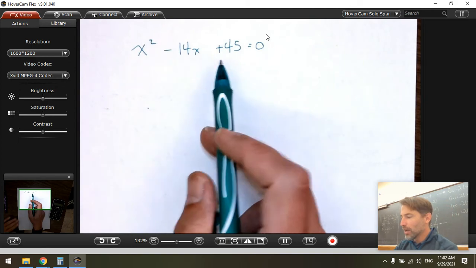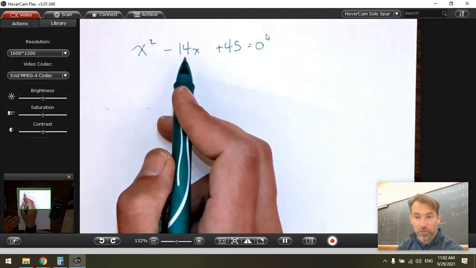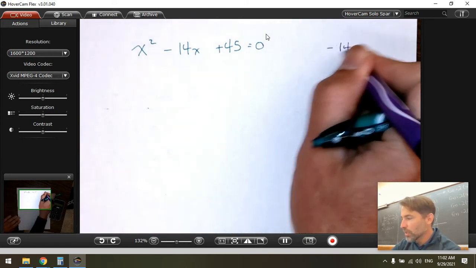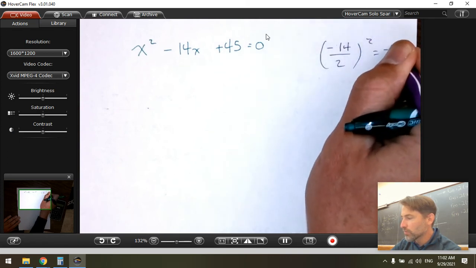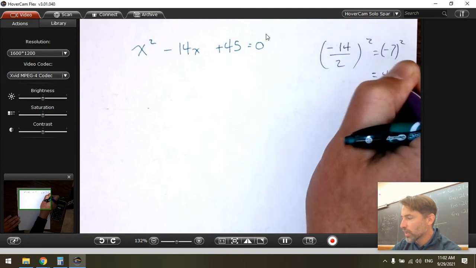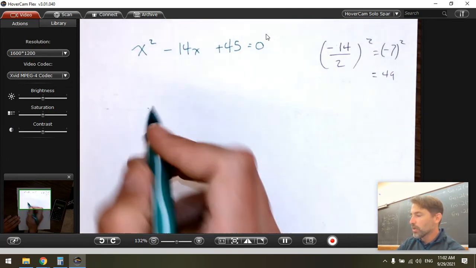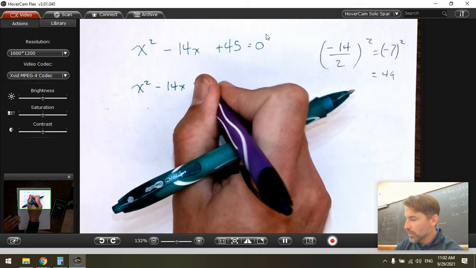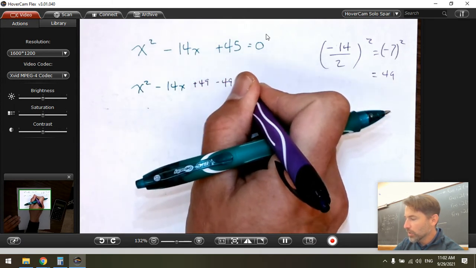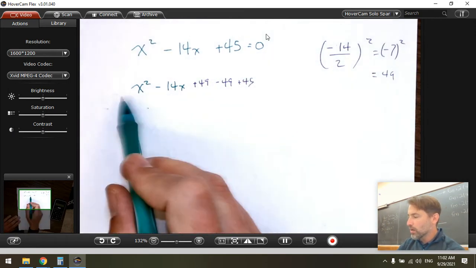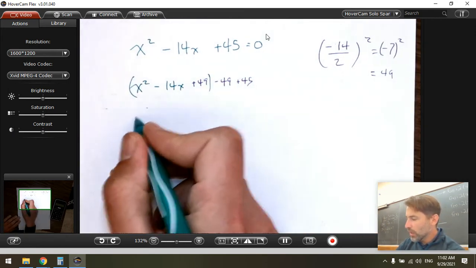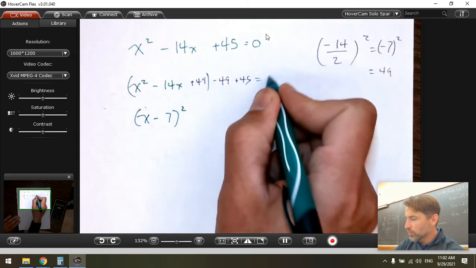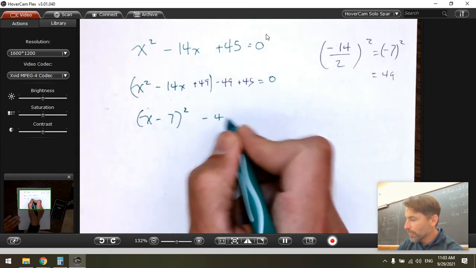So let's do that. To do this, I'm going to focus on this part, and I'm going to try and create a perfect square trinomial. So there I'm working with this minus 14. So I want to take minus 14, half of it, square it is negative 7 squared. I have to have brackets there, is 49. Okay, so I'm going to add 49 and subtract 49. So I'm going to have x squared minus 14x plus 49 minus 49 plus 45. Okay, so now this part here is a perfect square. What is it? x minus 7 squared. Minus 49 plus 45, this was equal to 0. This is minus 4 equals 0.